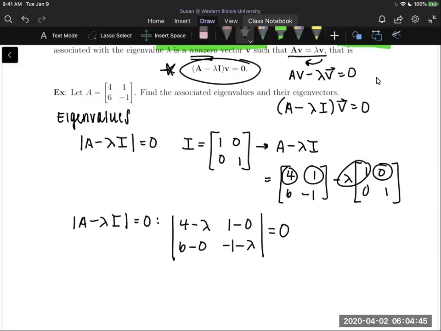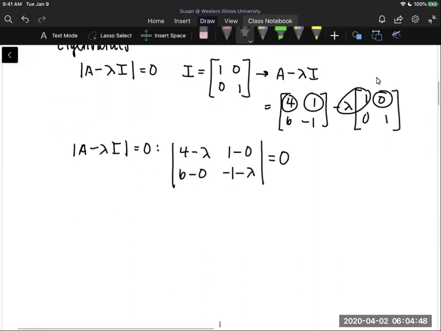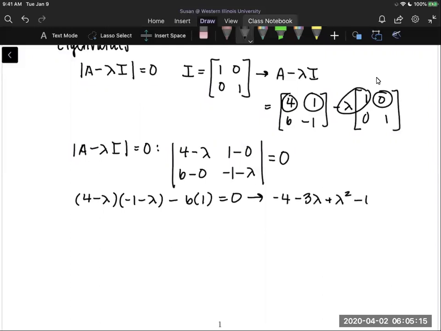Now, since this is a 2 by 2, the determinant is easy to compute. We have 4 minus lambda times negative 1 minus lambda, and then take away 6 times 1 equals 0. So let's expand this equation completely out, and then we'll want to factor it. We get a negative 4, then a negative 4 lambda and a positive 1 lambda would be a negative 3 lambda, plus lambda squared minus 6 equals 0. So our characteristic equation is lambda squared minus 3 lambda minus 10 equals 0.